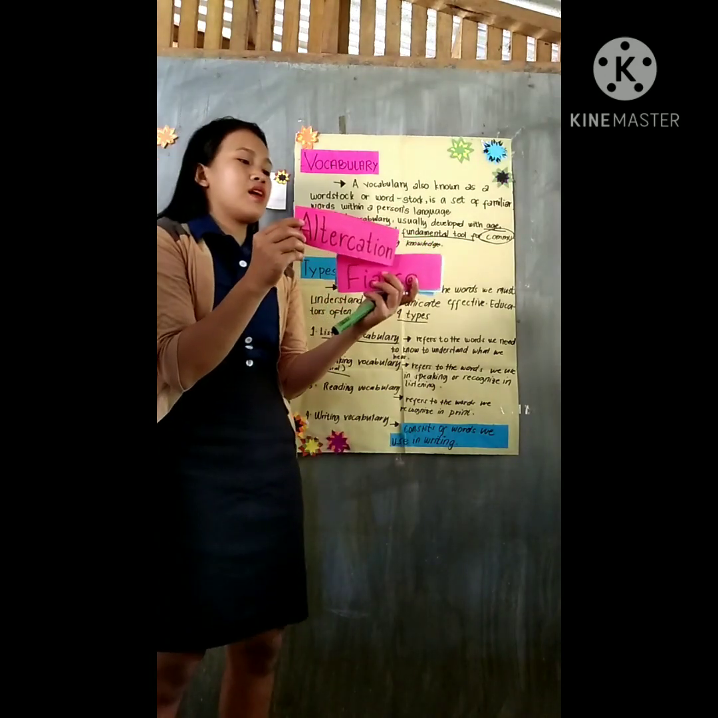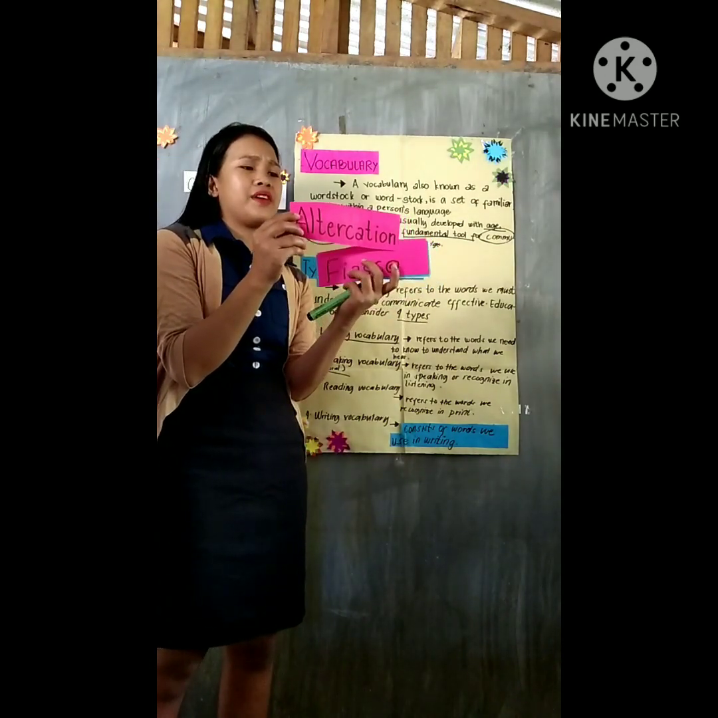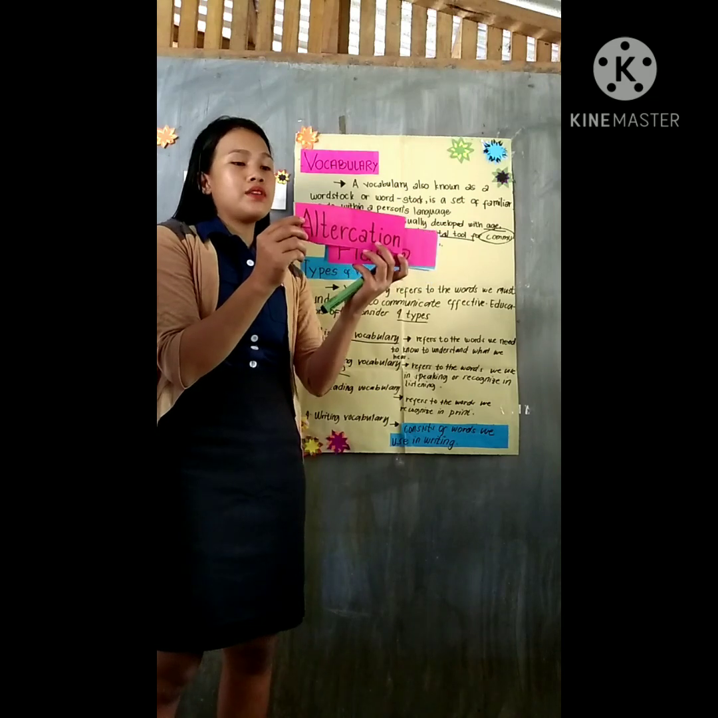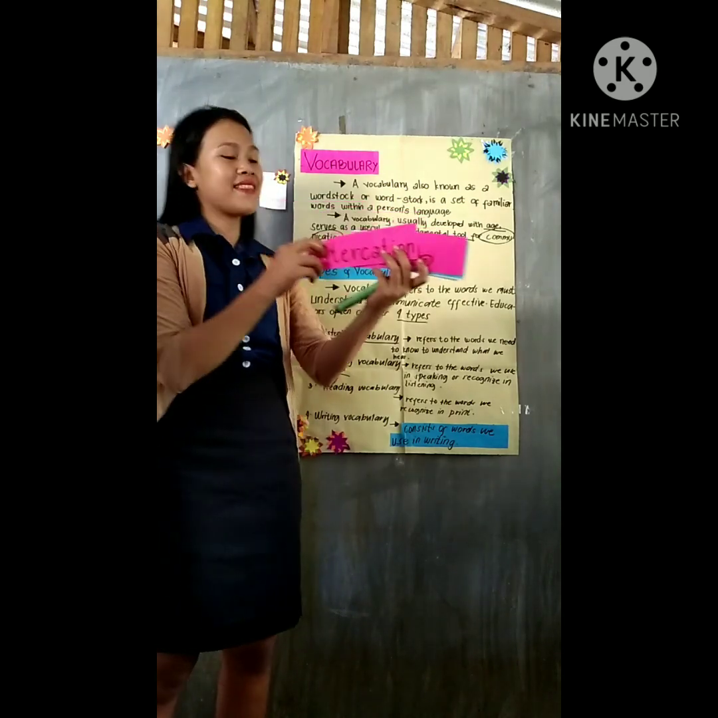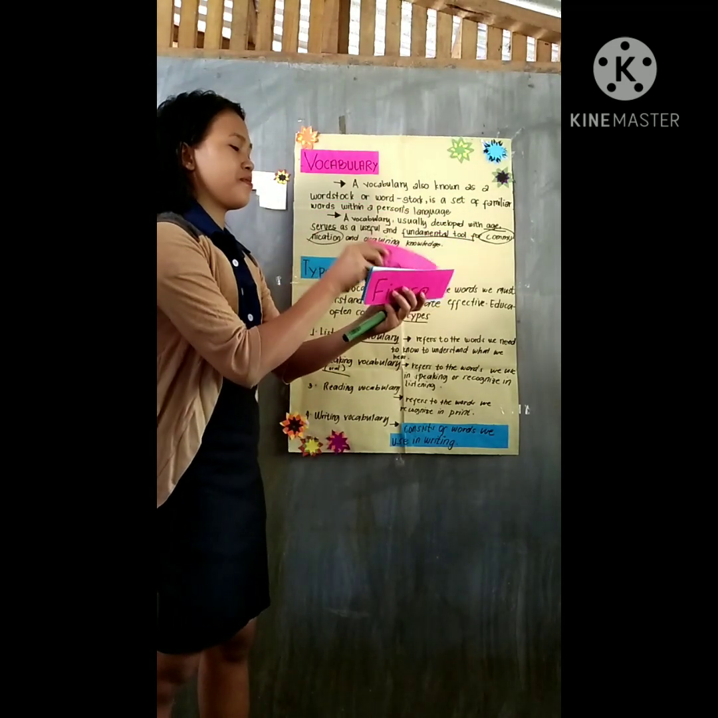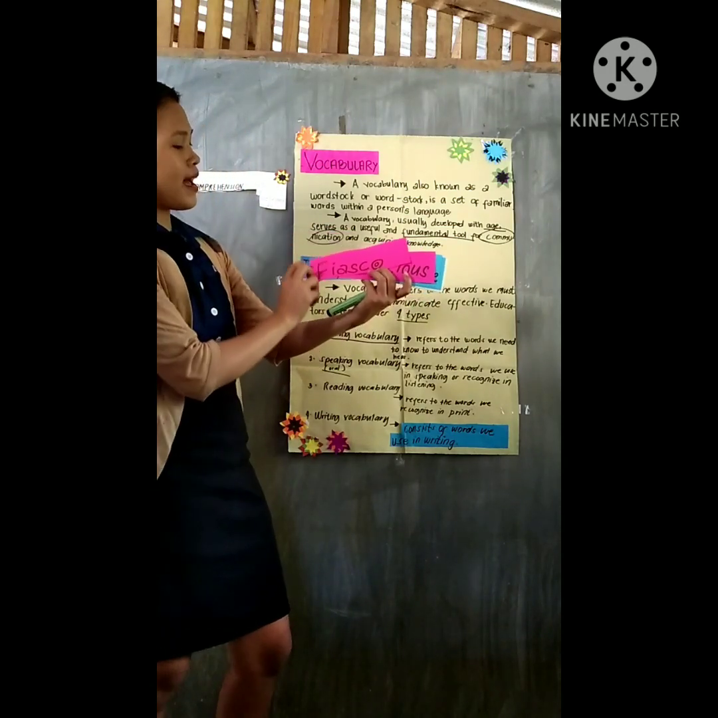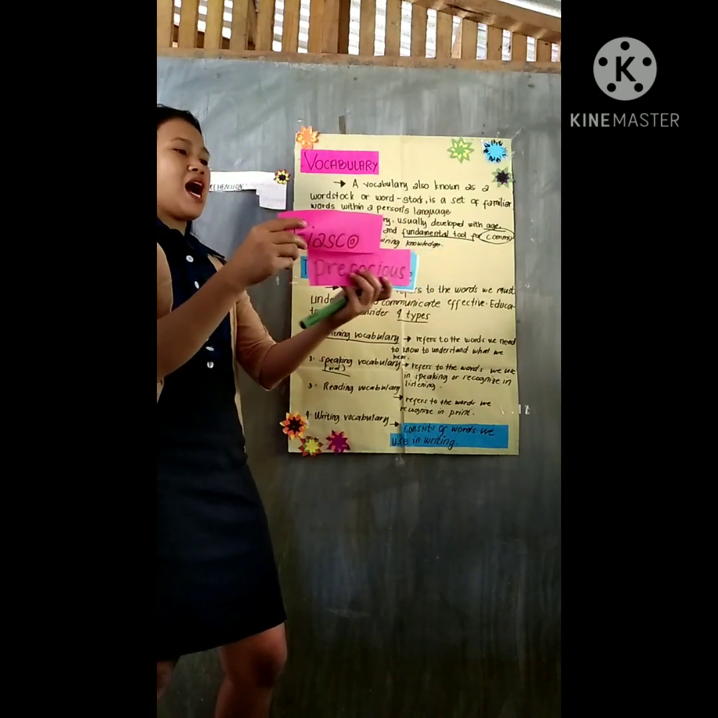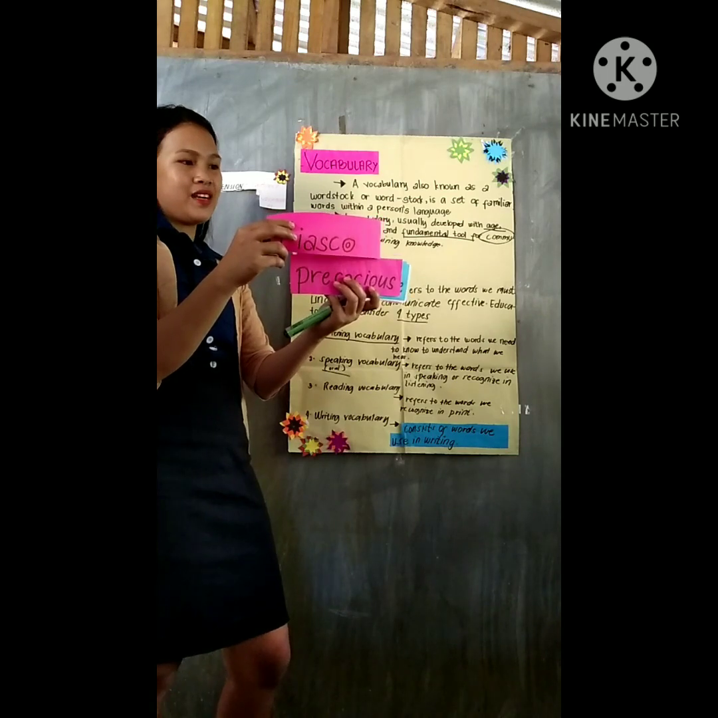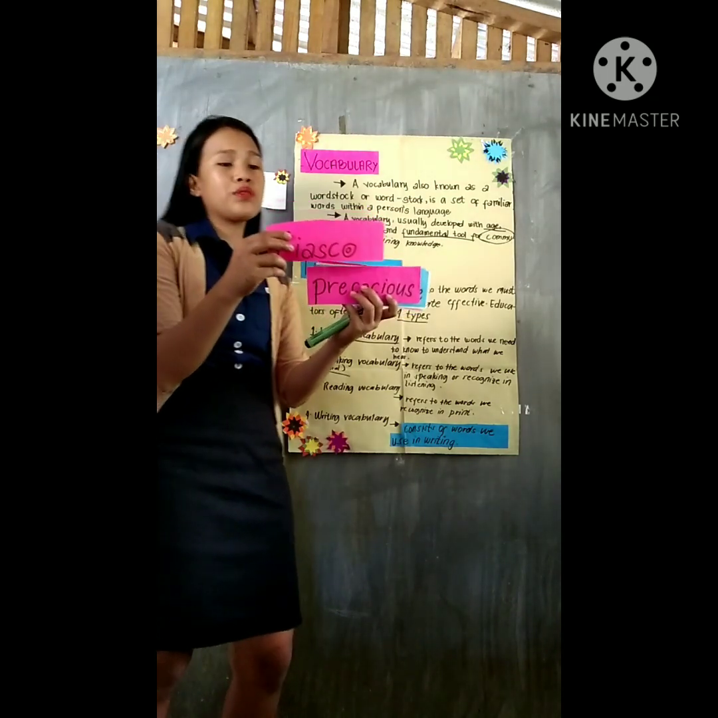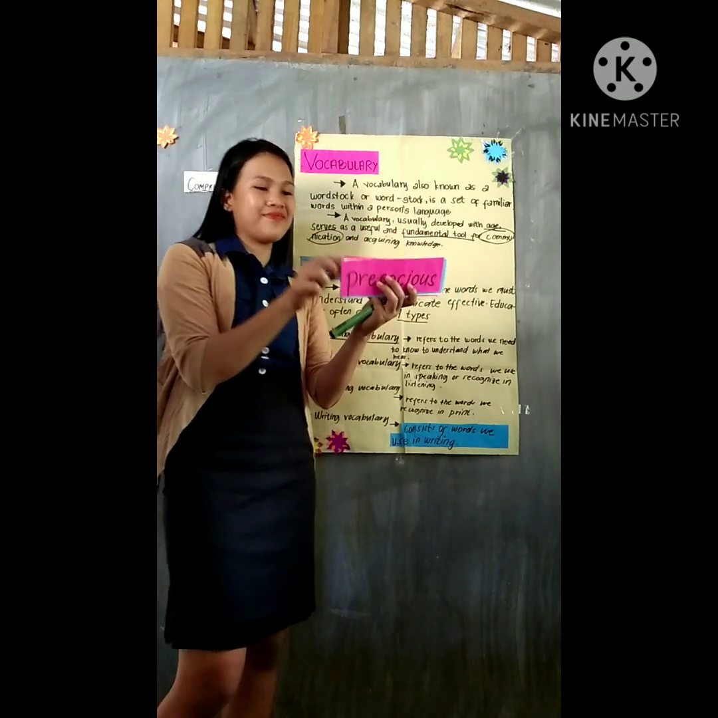Altercation: a noisy, angry dispute or noisy controversy. That is the altercation. Next is the fiasco: a complete failure, like for example, the critical called form of fiasco.